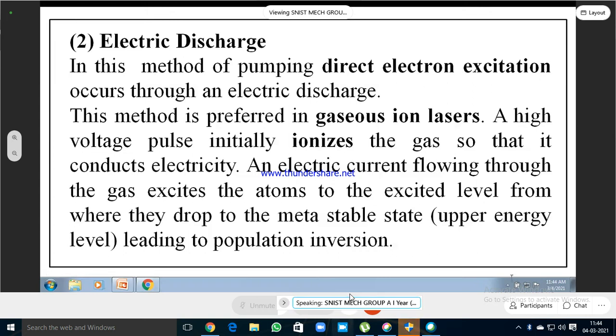Ionization will be stopped if you stop the electrical energy. So ionization means electrons are separated or released from the atoms. These electrons, when they're traveling, transfer the energy to the atoms. Atoms will jump to the excited state. Electrons transfer the energy to the atoms. The atoms will be in the excited state. Then they jump between different energy levels. We are making use of electrons' energy to excite the atoms.